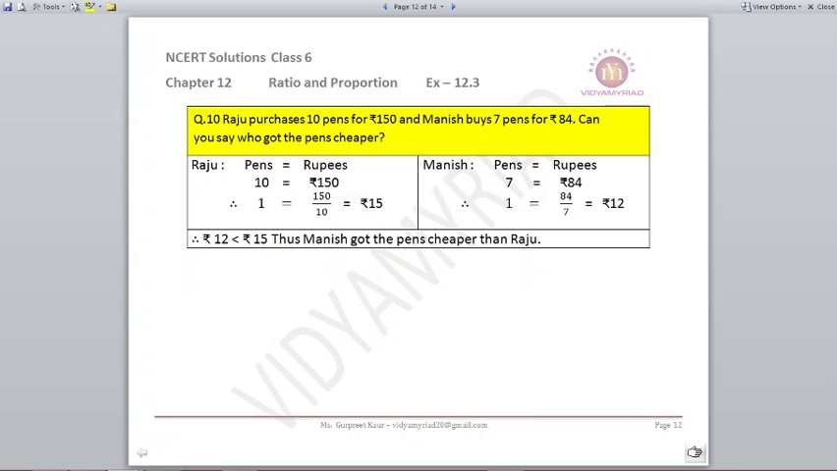So for one pen, in the case of Raju, it will be 150 upon 10. So one pen costs rupees 15. Whereas for Manish, it will be 84 divided by 7. Manish bought one pen for rupees 12. So who bought cheaper? Manish got the pens cheaper than Raju.